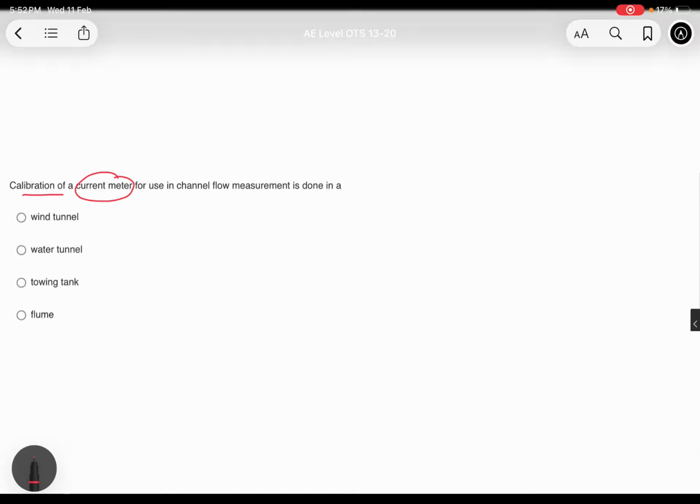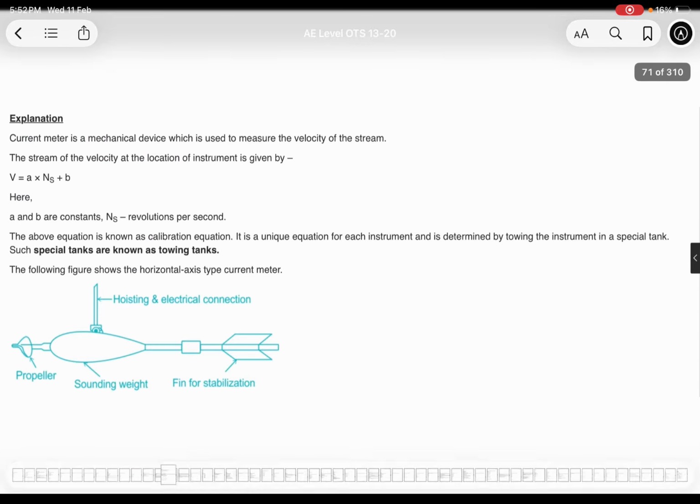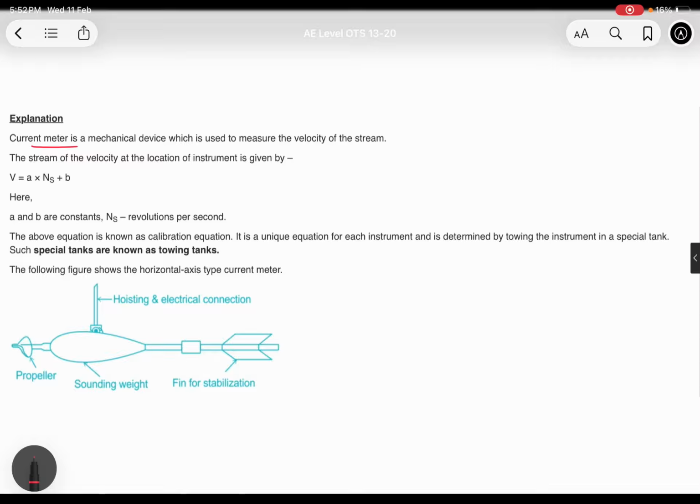Calibration of the current meter used in channel flow measurement is done in a towing tank. A current meter is a mechanical device used to measure the velocity of a stream. The stream velocity at the location of the instrument is given by this equation.